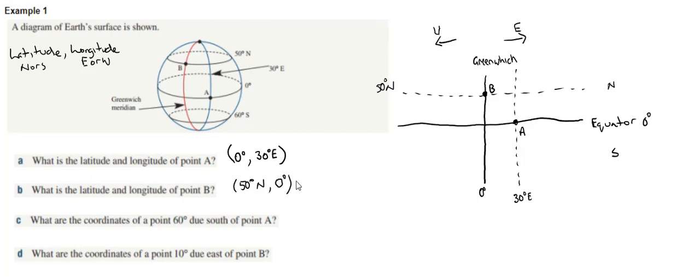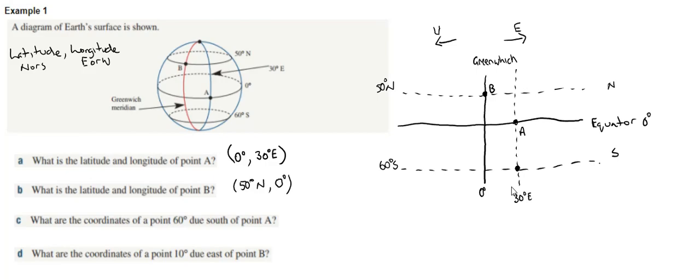Alright, now, third question. What are the coordinates of a point 60 degrees due south of A? 60 degrees south of A. Well, let's put that line in. Here we have a line which is 50 degrees north of the equator. A is lying on the equator, so 60 degrees due south of A would be a line lying on this line here, which would be the 60 degree line. So a point 60 degrees south of A would be that point there.